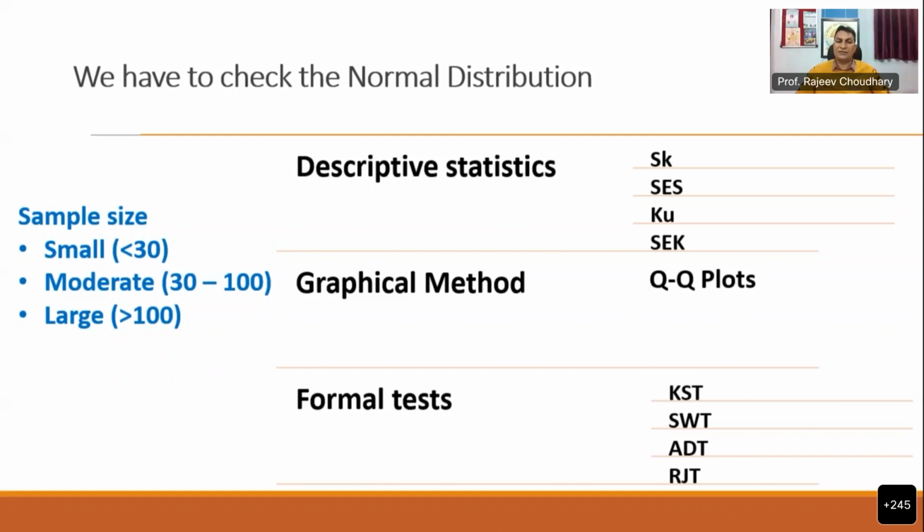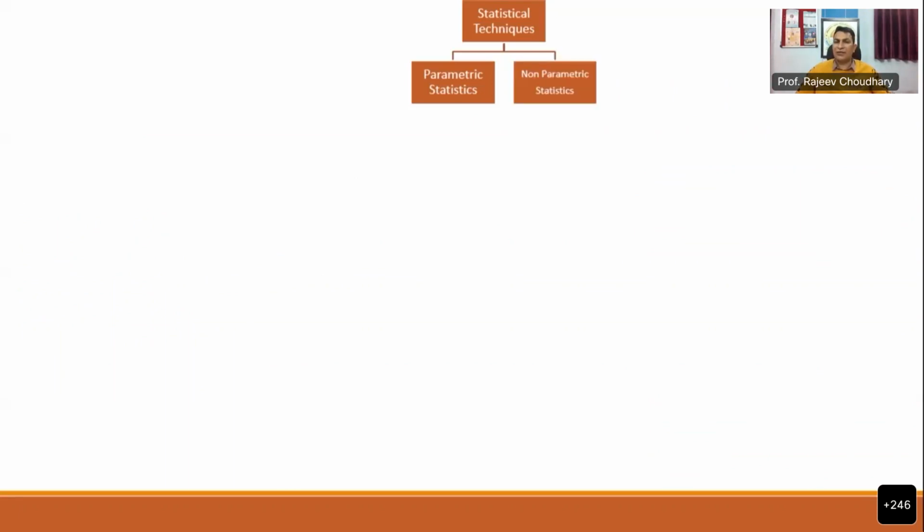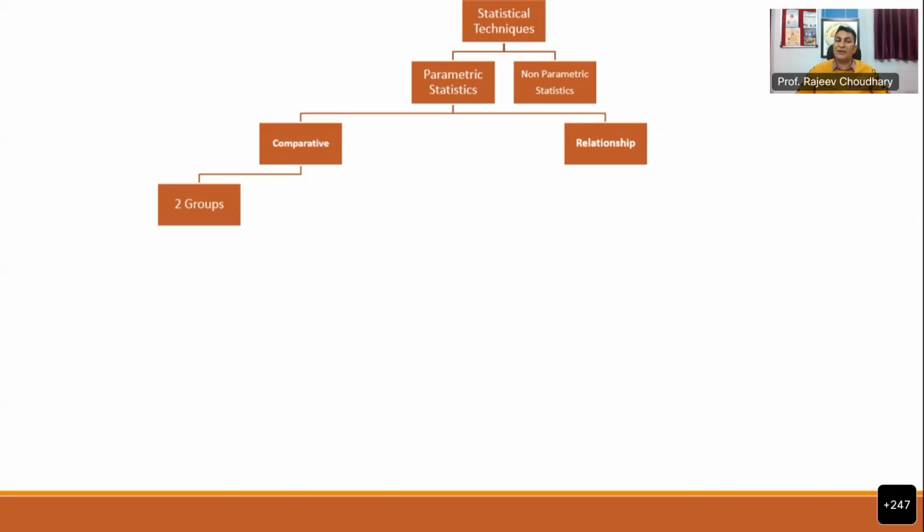We have discussed about the methodology of testing normality. Then I will discuss about the different techniques. By applying that, we can analyze data. As I have said, we divide all the techniques, statistical tools into two categories, parametric and non-parametric. To understand in an effective way, we divide parametric statistics into two categories, that is comparative and relationship. And smallest comparison can be in between two groups. Then we can compare more than two groups. Then we compare by taking a covariate.